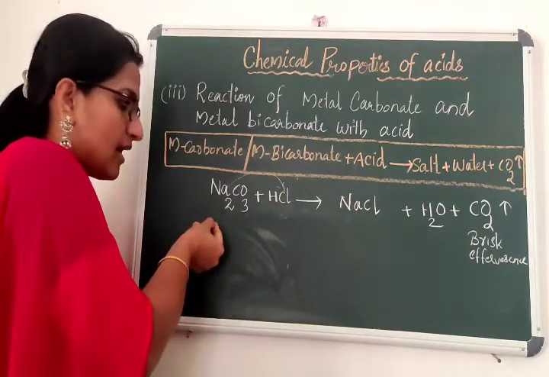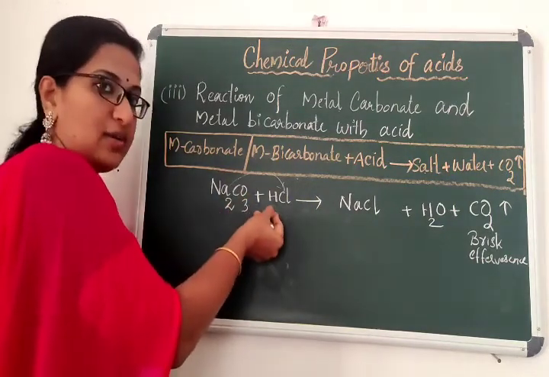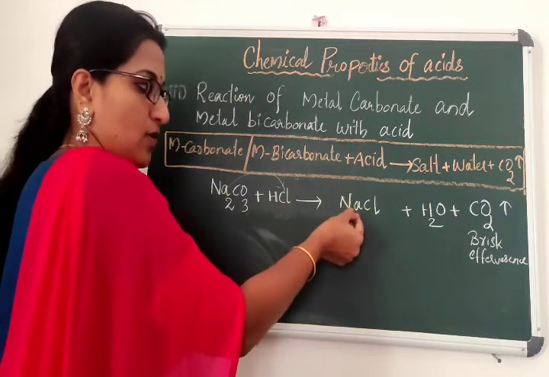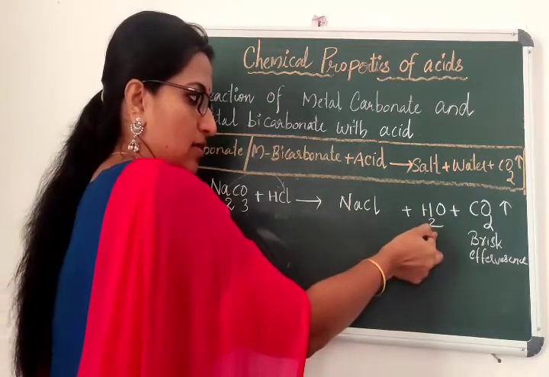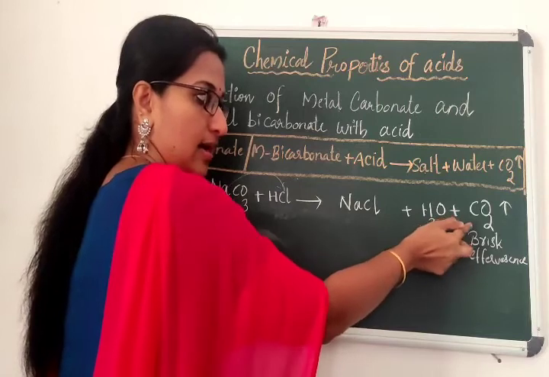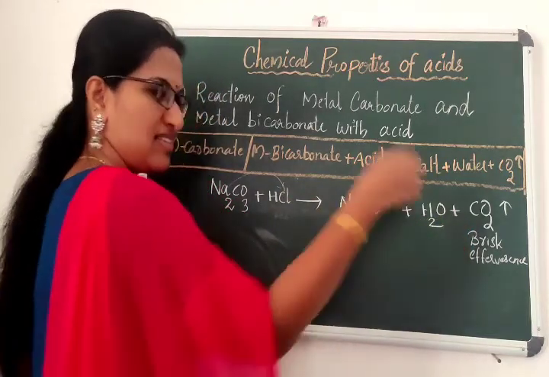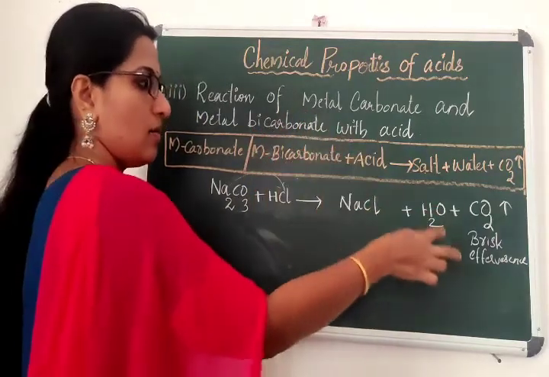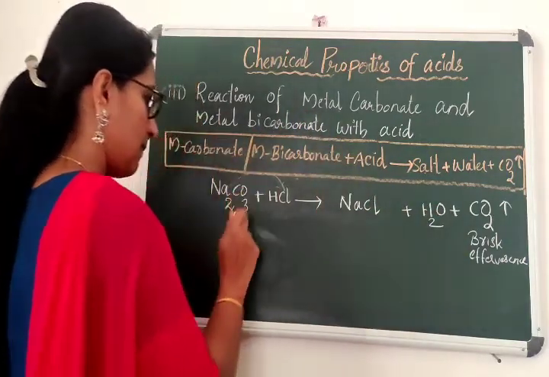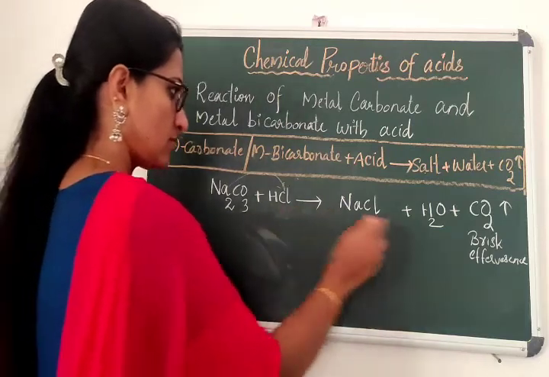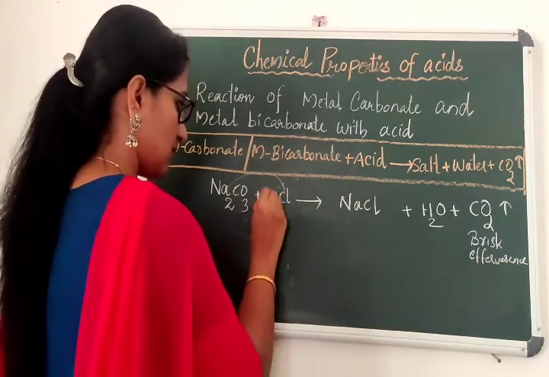So any metal carbonate reacts with any dilute acid, the salt is produced along with water, and carbon dioxide gas is also formed. You can see the very next moment this gas is coming out. Okay, that is called brisk effervescence. Is it balanced? It is not balanced.